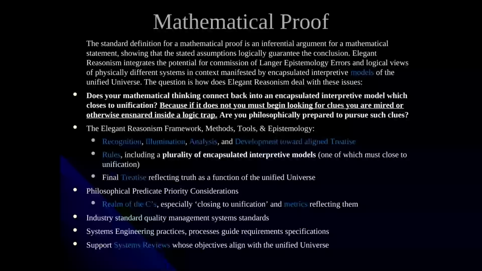And then we want to support systems reviews whose objectives align with the unified universe. Because it's real easy to say you want to do something, but if that objective comes from the point of view of being within a logic trap of M1 or M2, for example, then it may be completely disconnected from the unified universe. You have to have a give and take there to make sure that your objectives for a given investigation are going to align with the unified universe. And so there's some consulting there that probably needs to be done.